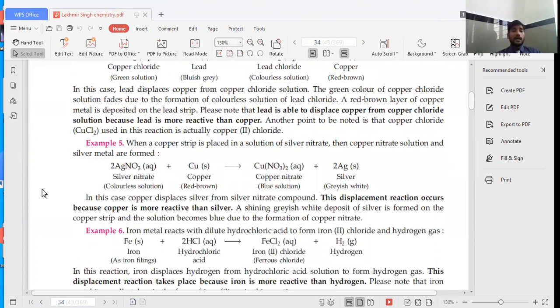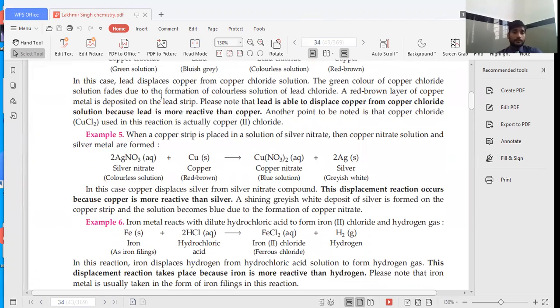Another example we can have: the colorless silver nitrate and putting copper into it. Copper is more reactive than silver. Then what will happen? Copper nitrate will be formed and silver will be replaced from its salt solution, displaced. Okay.